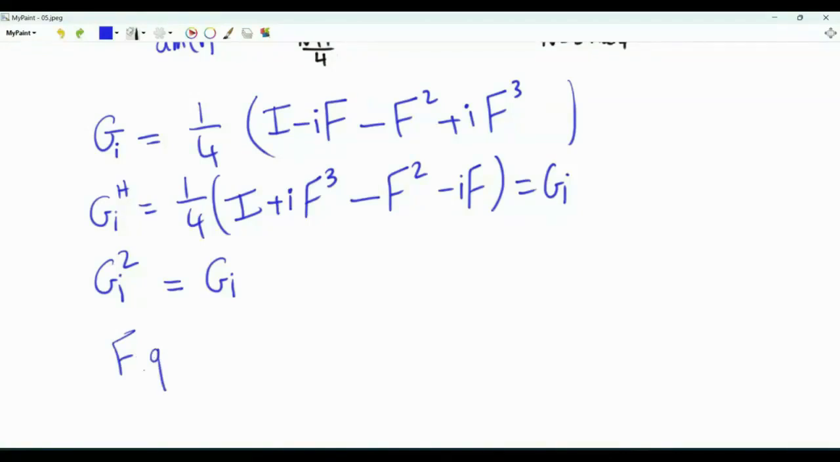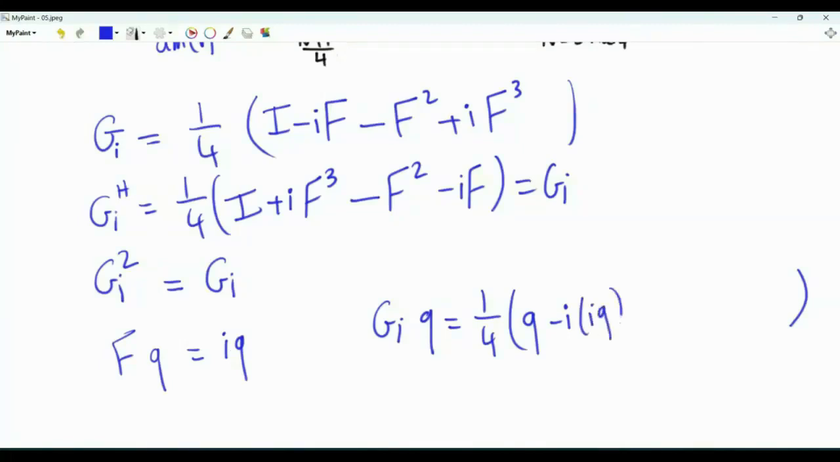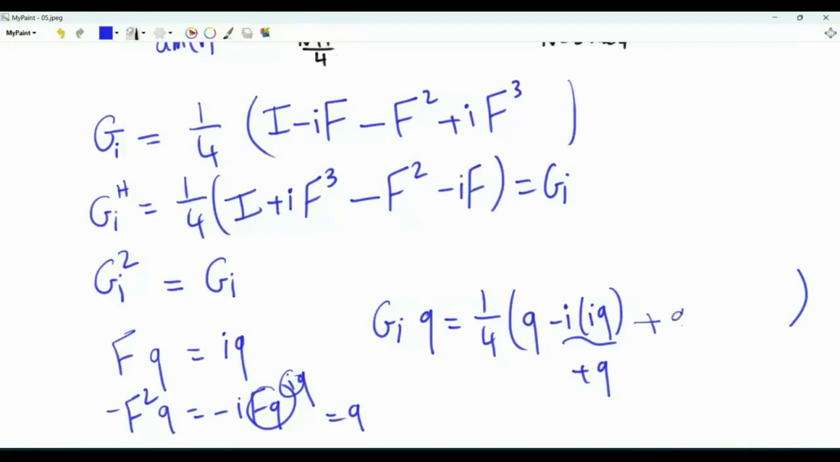Suppose that Q is an eigenvector of F associated with the eigenvalue I, so FQ is equal to IQ. Now, what will happen if we multiply Q from the left by this matrix Gi? We have 1/4. Let's see. Identity times Q, that's Q. Minus IF minus I, and F times Q is I times Q. So we have IQ, and this becomes plus Q. Then we have minus F squared Q. Now, if we multiply here by minus F, we will get that minus F squared Q is minus IFQ. And FQ is equal to IQ, I times minus I, that's 1. So minus F squared Q is also equal to Q.